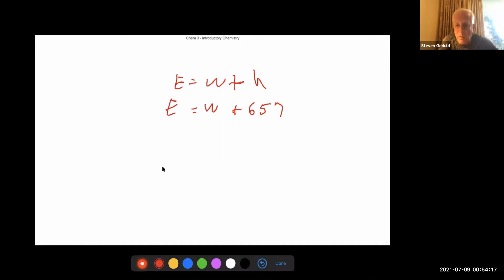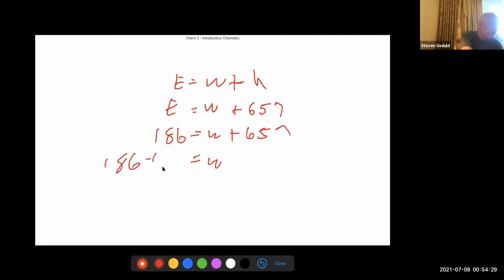Energy is equal to 186, equals work plus 657. So W equals 186 minus 657, which is negative 471. So I think that's all it is, the minus sign. Does that make sense? Okay, perfect. That should fix that one.